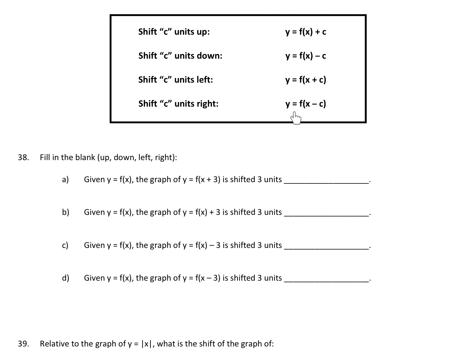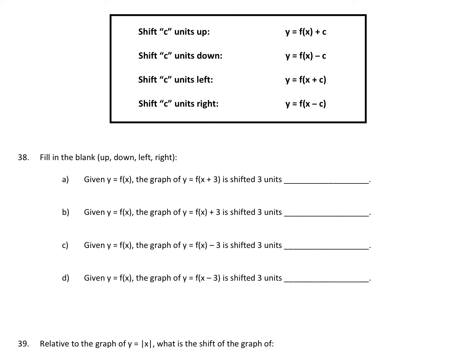Okay, so at the top of the page, they just sum up the rules that talk about shifting something up, down, left, and right. Remember, if you add a number to the end of a function, it shifts it up. If you subtract a number from the end of a function, it shifts it down. If you add a number within the function, it shifts it to the left. And if you subtract a number within the function, it shifts it to the right.